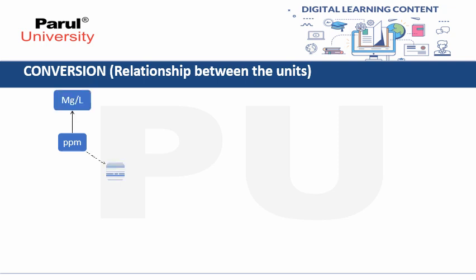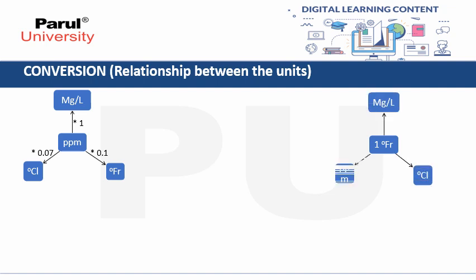1 ppm is equal to 1 milligram per liter. 1 ppm is equal to 0.1 degree French and 1 ppm is equal to 0.07 degree Clark. Now if you want to convert from French degree, 1 degree French is equal to 10 milligram per liter. 1 degree French is equal to 0.7 degree Clark and 1 degree French is equal to 10 ppm.